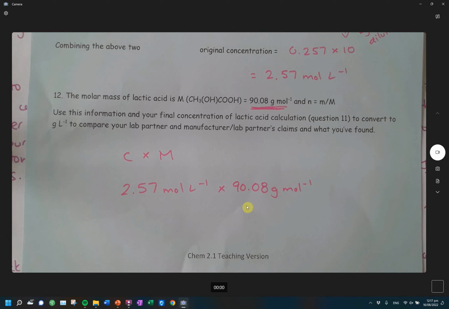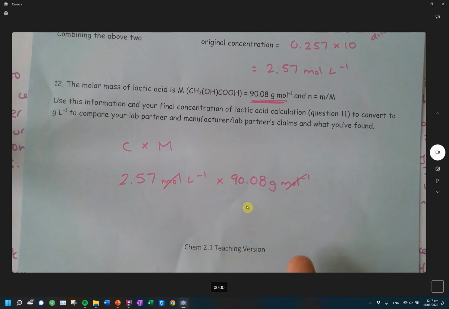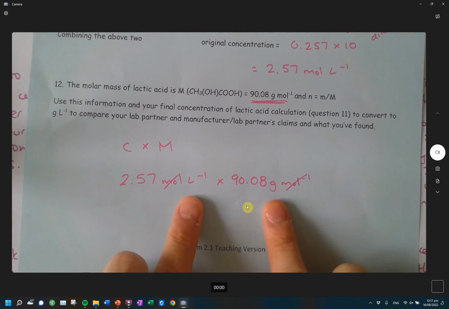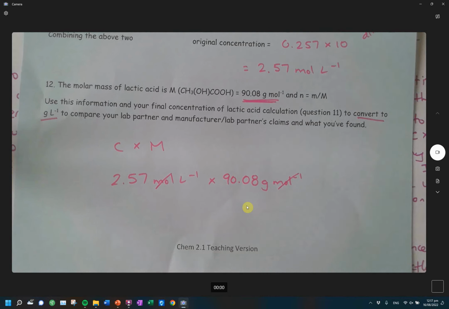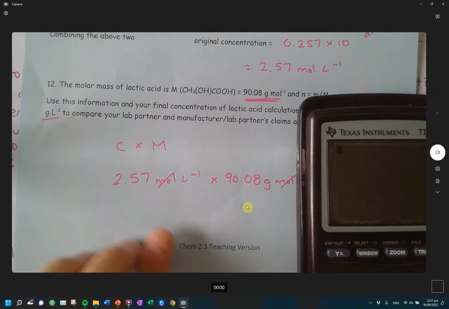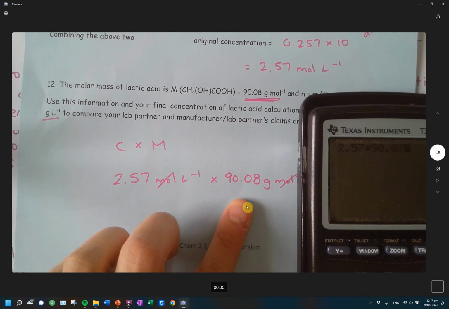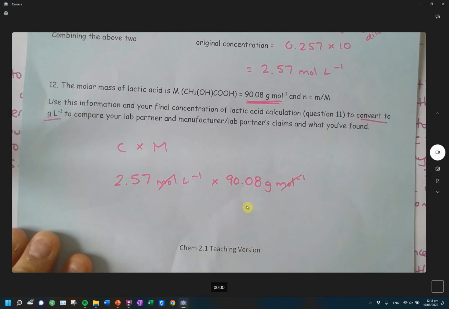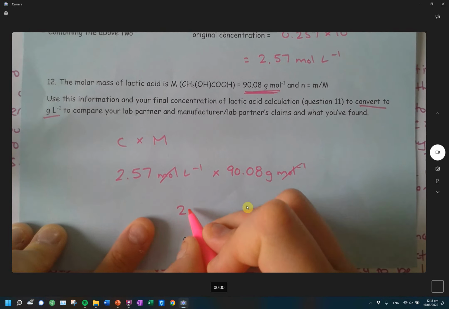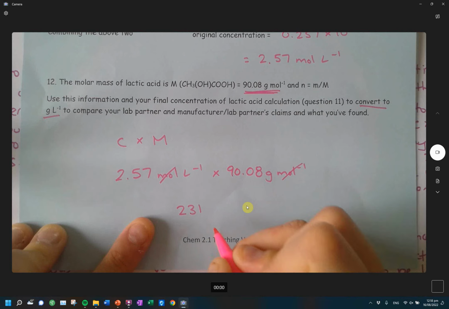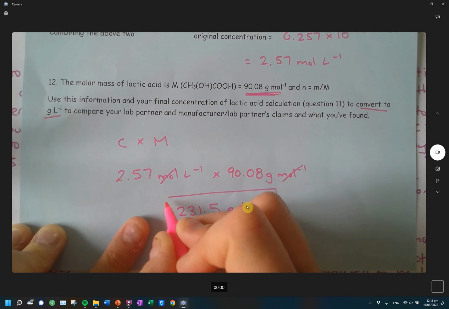So are the moles going to cancel out? Yes, mole and per mole. And then do you see how my units are going to be grams per liter? Is that what I need to have it in? Yes. So that's what we're going to do. 2.57 times 90.08, and I get my value to be 231.5 grams per liter. So that's now my final answer.